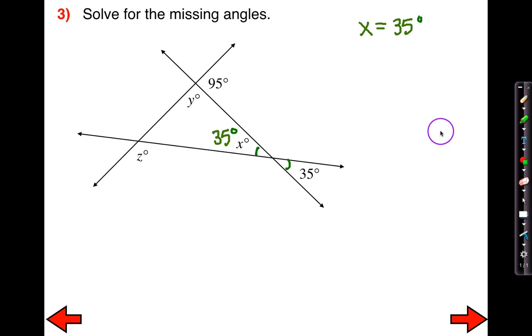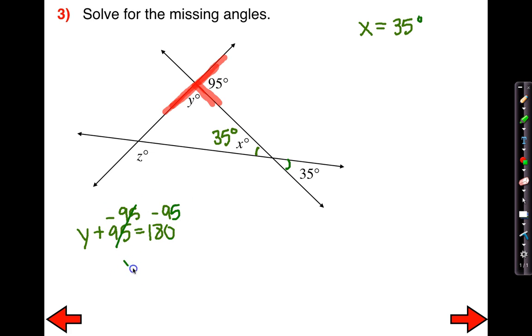Now what I'm going to do is figure out the value of y. How? Well, I can't really use this triangle to help me out because we're missing 2 different angles, which is not going to be helpful. But I do see that this angle here combined with y does form this straight line, which means these angles are supplementary. So I'm going to go ahead and set it up as y plus 95 equals 180 degrees. So simply subtract 95 from both sides, and I'm left with y equals 85 degrees. So here, this is 85 degrees.